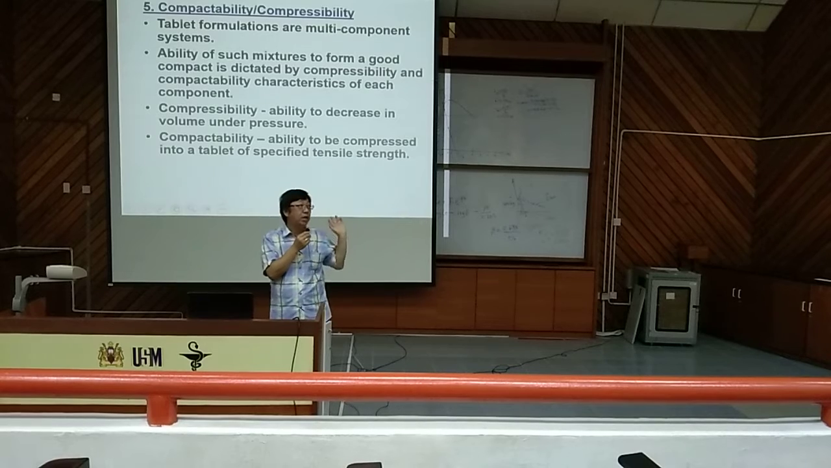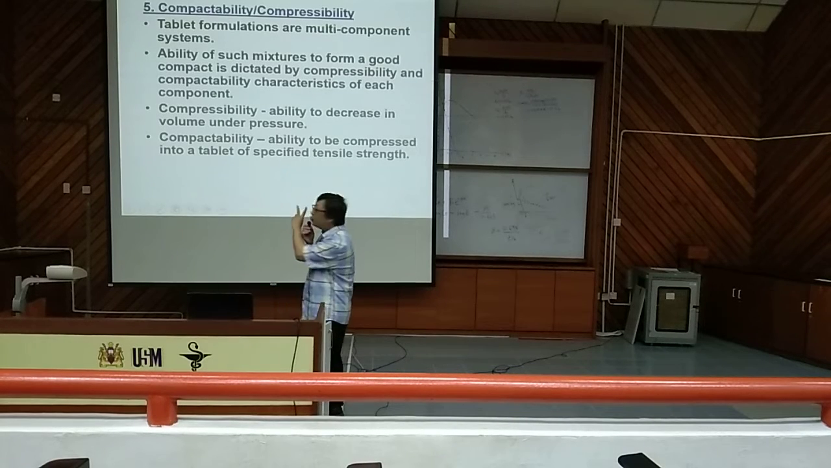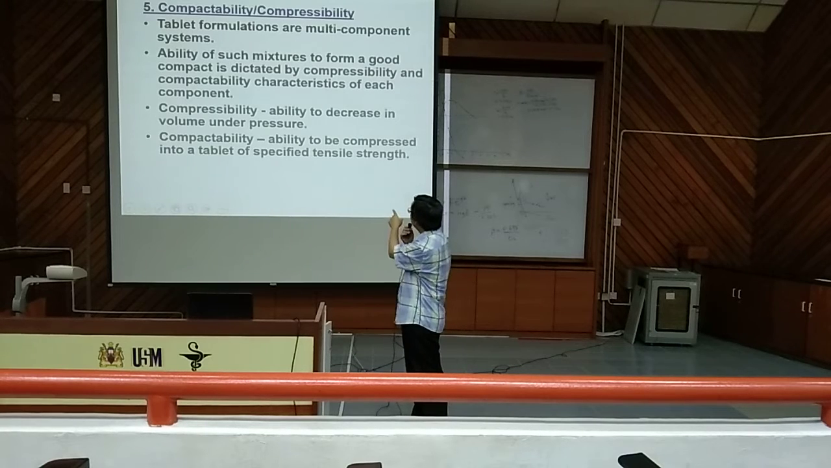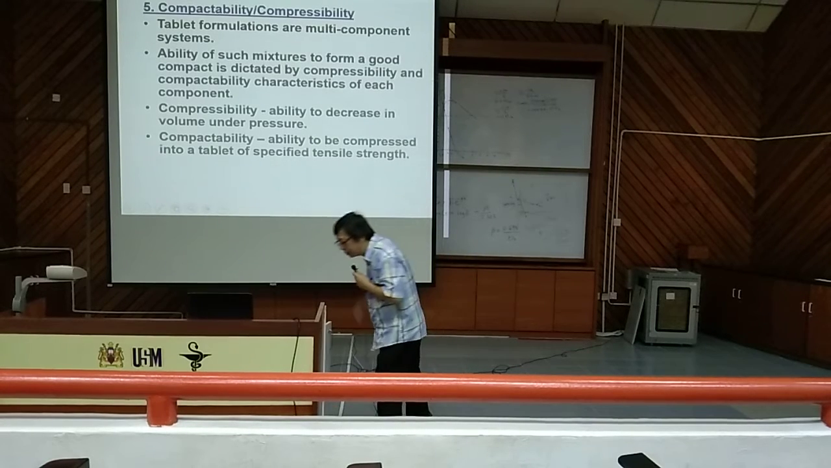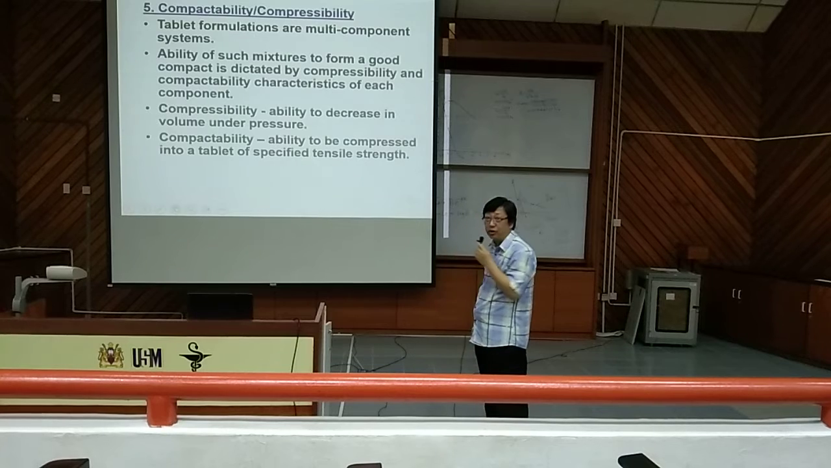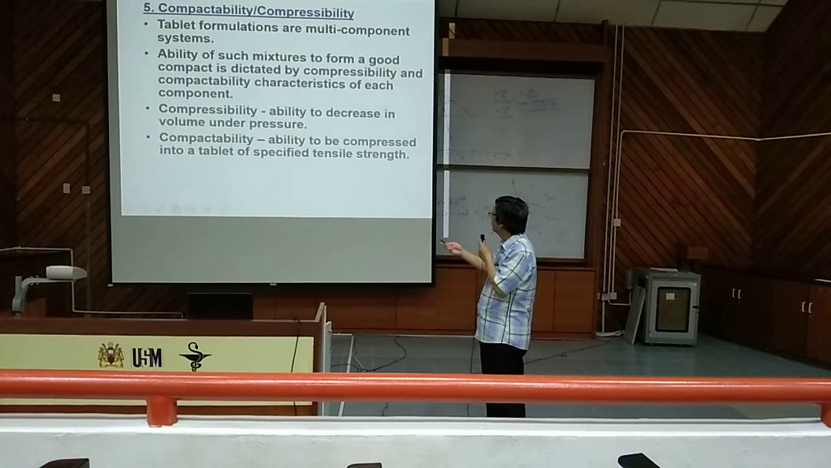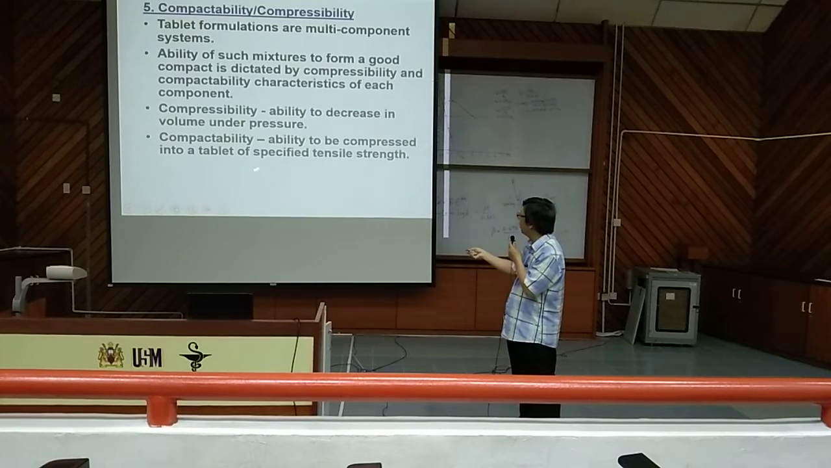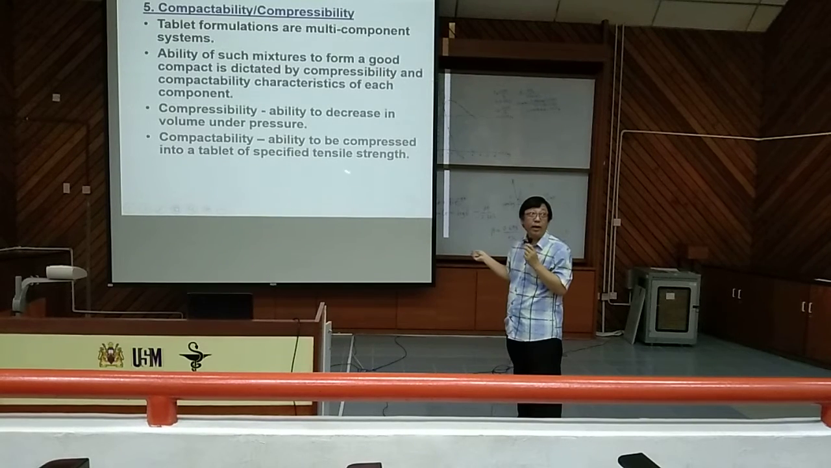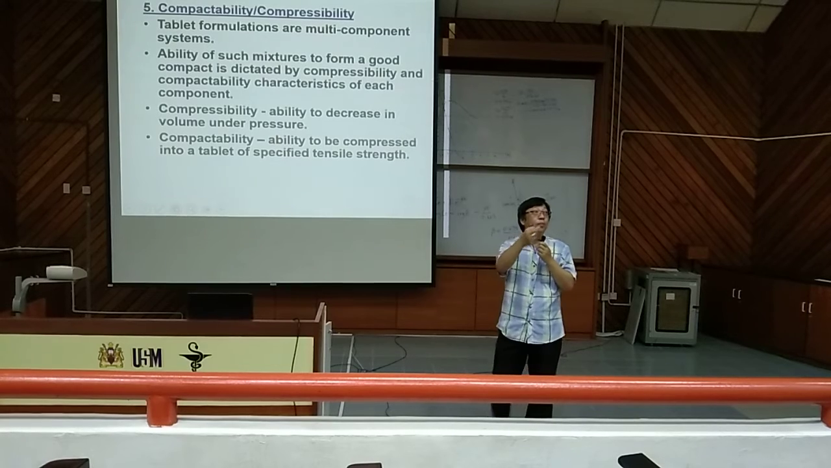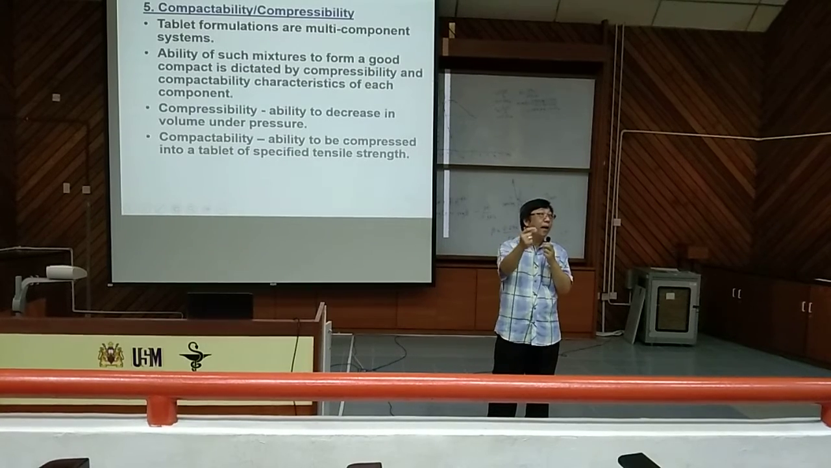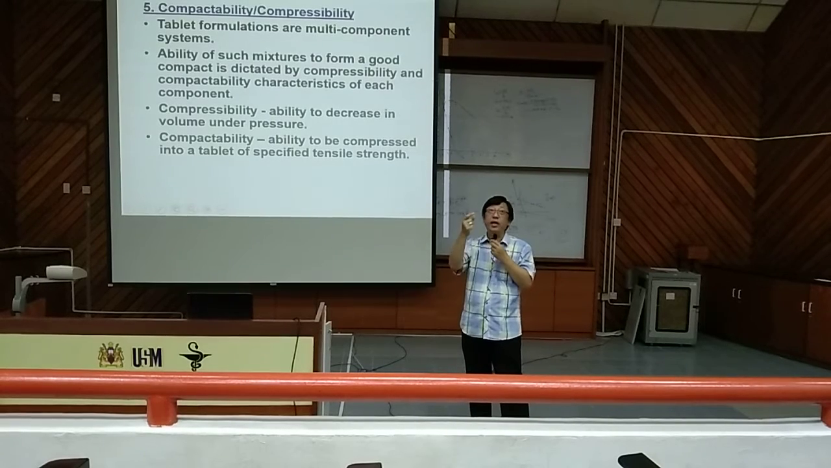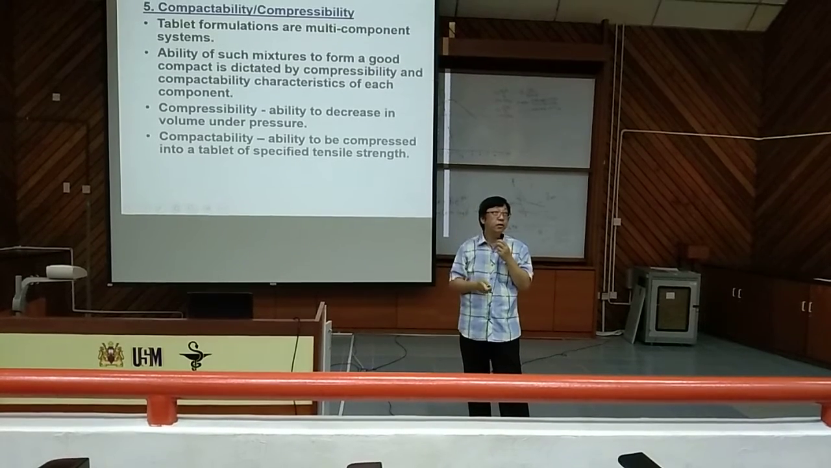Okay, the next one is compactibility and compressibility. The two terms are slightly different. You read, see whether you can understand. Compressibility refers to the ability to decrease in volume under pressure. Compactibility is the ability to be compressed into a tablet of specified tensile strength. When you make a tablet, you will say how compact the tablet is. When you want to compress granules, you will say whether the granules are compressible.